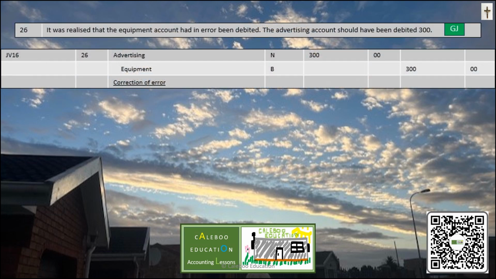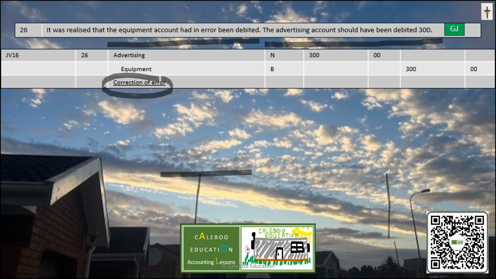On the 26th, it was realized that the equipment account had in error been debited. The advertising account should have been debited. So what we need to do here is correct an error. But it is important to understand what has happened. So I'll use T accounts here quickly. I'm going to start off with the equipment account, and that A stands for advertising.